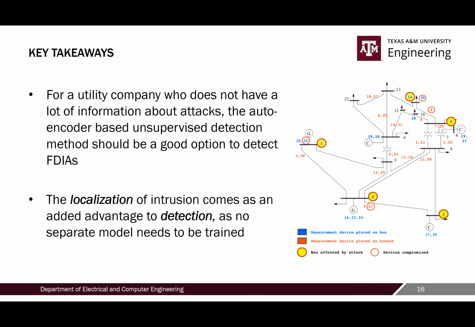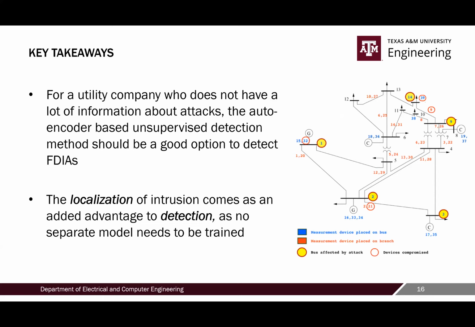And yeah, here's a picture of the system that I think helps with picturing what I'm describing. The devices with the red circle are the ones that are actually compromised, and the devices in yellow are the neighboring buses that also get this reconstruction error that gets spread out to them as well. So that's interesting.